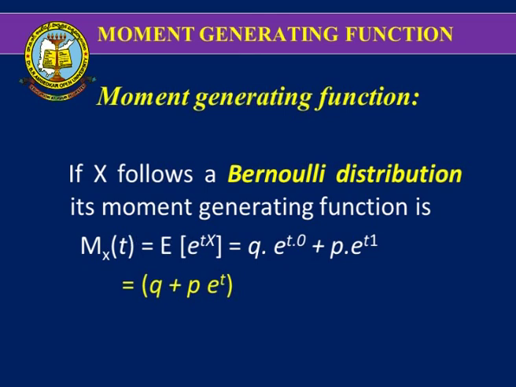How to define this moment generating function? If x follows a Bernoulli distribution, its moment generating function is M_x(t) is equal to expectation of e to the power of tx, which is equal to q into e to the power of t into 0 plus p into e to the power of t into 1. We know that e to the power of 0 is equal to 1, therefore that expression becomes q plus p e to the power of t, which is the moment generating function of Bernoulli distribution.